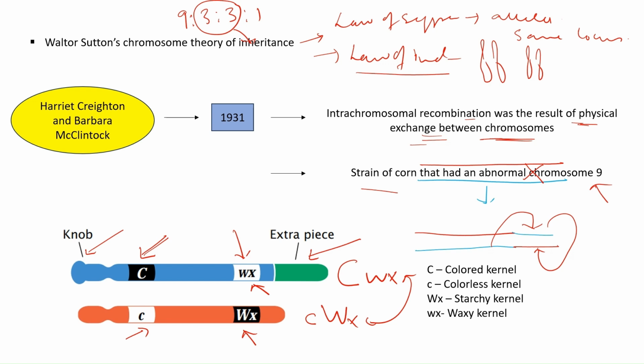For those who have seen that video, what kind of arrangement is this? One chromosome has one dominant and one recessive allele, and the other chromosome has one recessive and one dominant allele. So this is a repulsion. We already studied repulsion and coupling. So this is a type of repulsion arrangement, or trans arrangement, of the genes.